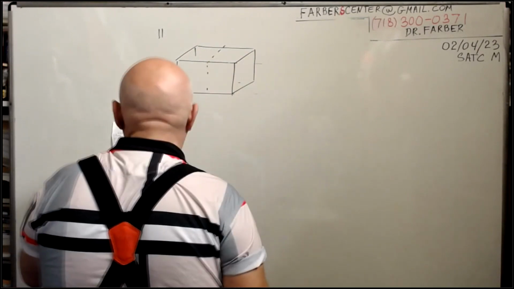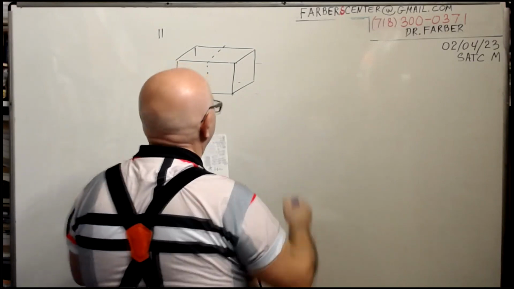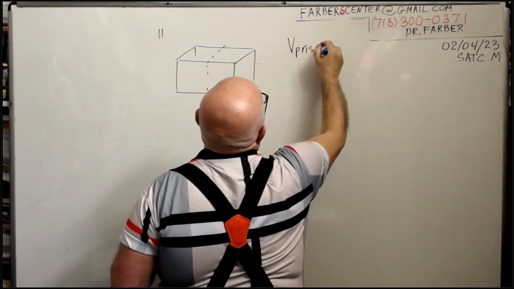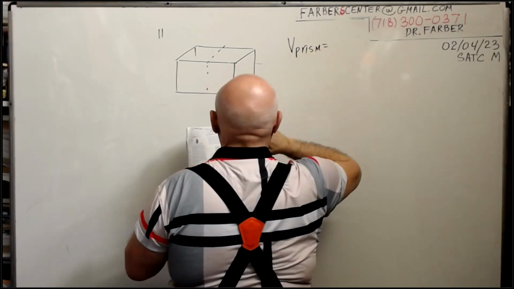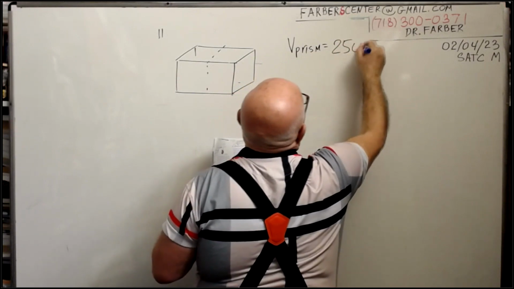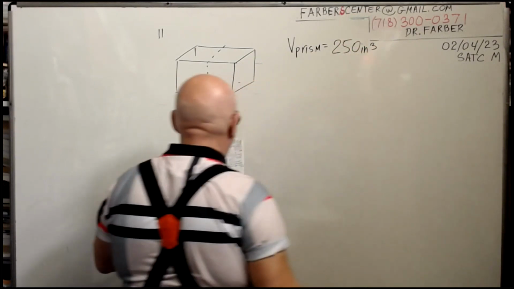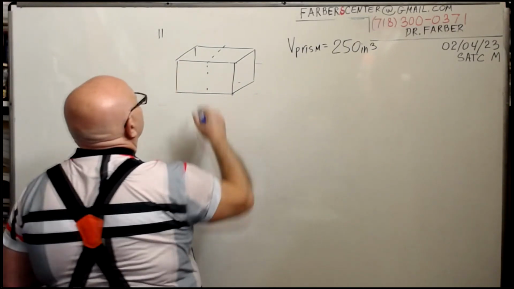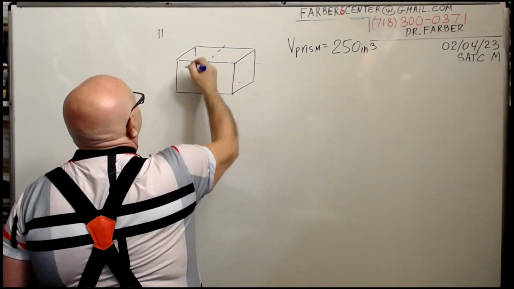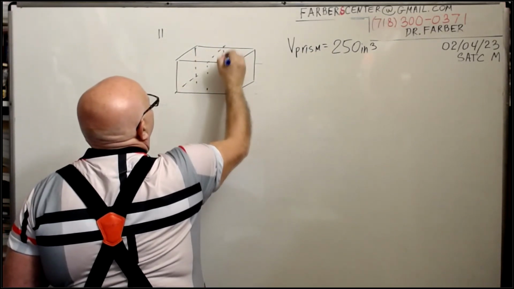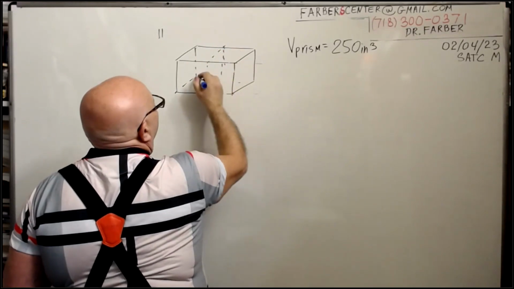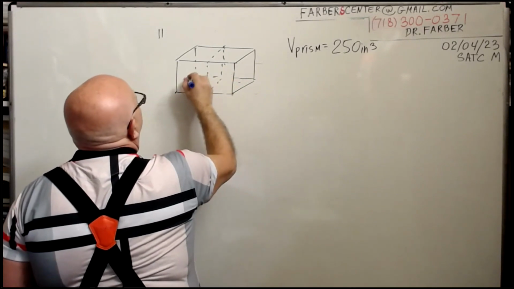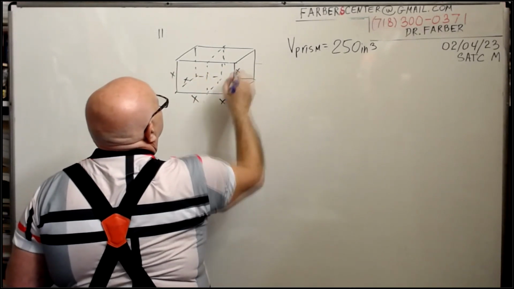We have this prism. And they said the volume of this prism equals 250 cubic inches. And they cut it into 2 cubes. If you cut it by cube, each cube has sides x, x, x.